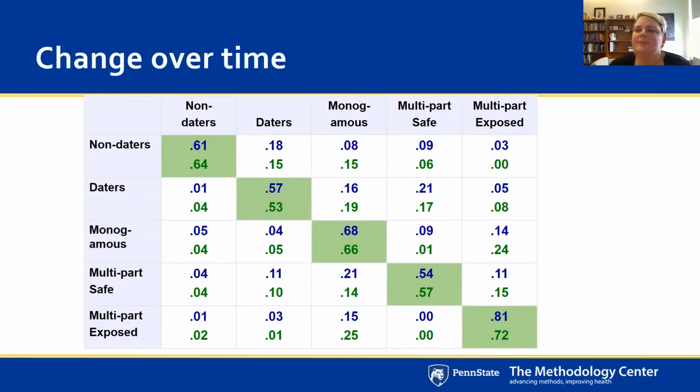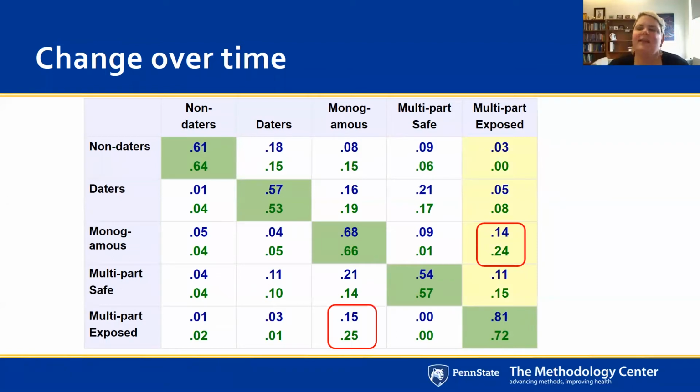And so what you can see is that highlighted in yellow, those are the conditional probabilities of belonging to a particular class at time 1 and transitioning into multi-partner exposed at the subsequent time. And so what you can see is that although monogamous individuals are still most likely to report being monogamous at the follow-up time, if they transition, they are most likely to transition to multi-partner exposed. Across all of the classes that are not multi-partner exposed, they're also most likely to make that transition.